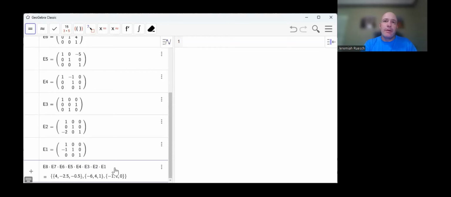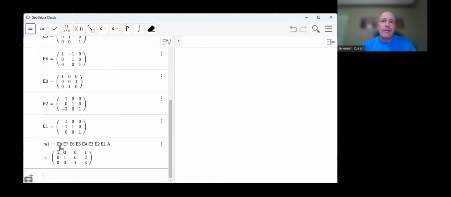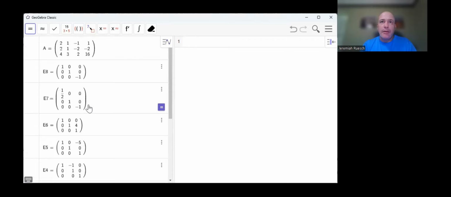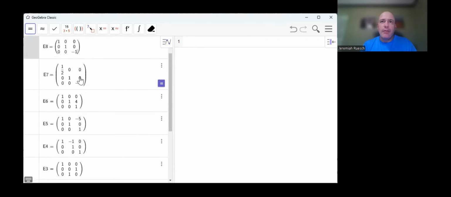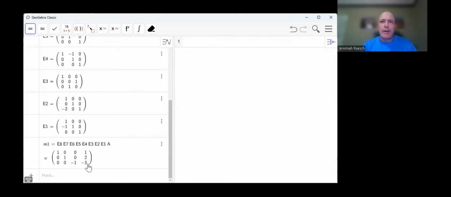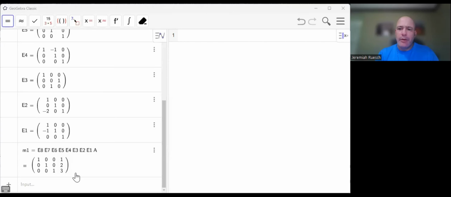E2, E1, okay. And so when I put in A, what we should expect is something exactly like we did. And so we did. If we look here, we have the product of E8 through E1. So these are actually elementary matrices. And we have a diagonal of, oh, that is interesting. So where was E8? There's an extra negative there. Okay. It wasn't acting exactly right.